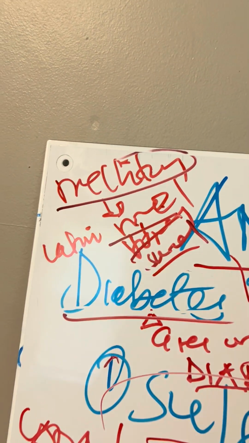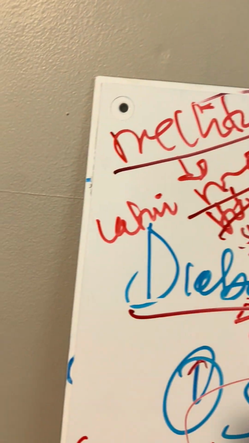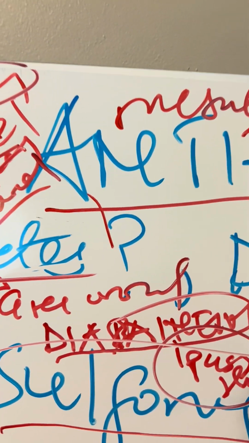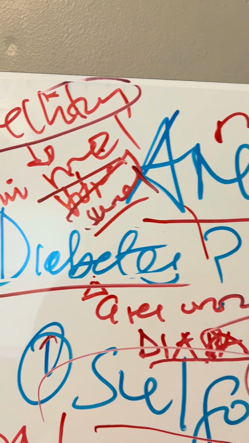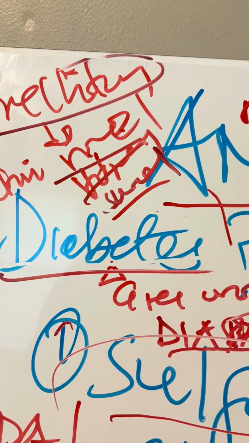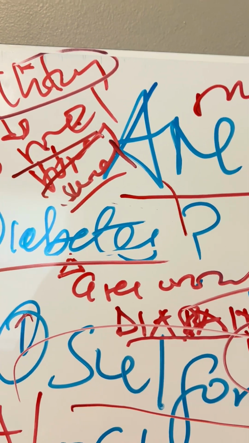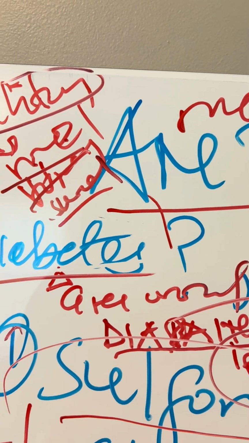So today I'm going to talk about anti-diabetics. First of all, we have to understand what is diabetes. Diabetes is basically a metabolic condition characterized by hyperglycemia. Hyperglycemia is basically increased, high levels of glucose in the blood.